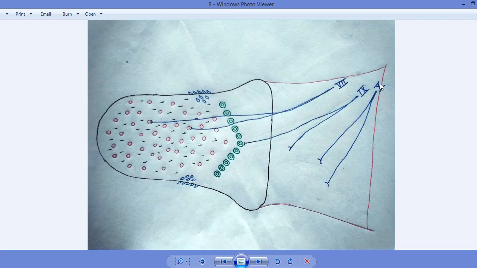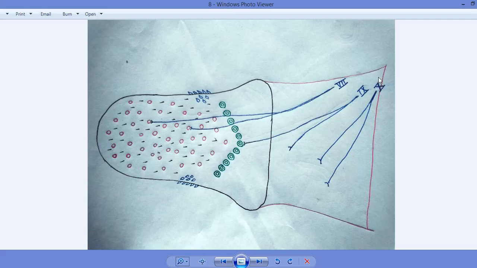So the third group of nerve is called the vagal nerve, that gets signal from the lower part of the pharynx and from the esophagus also and from the epiglottis also, because the upper part of the esophagus also contains taste buds and the lower part of the pharynx also contains taste buds. So from the pharynx and the esophagus, the taste signals are transferred by the vagal nerve toward the brain.